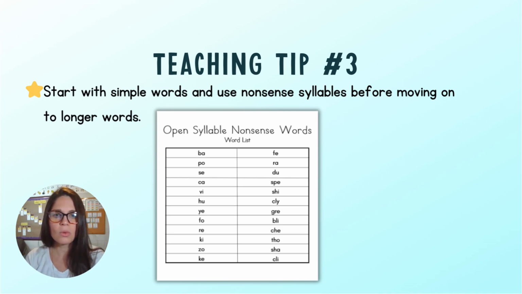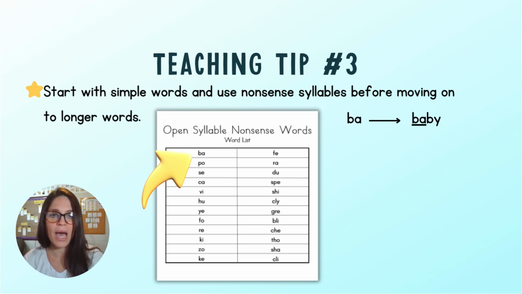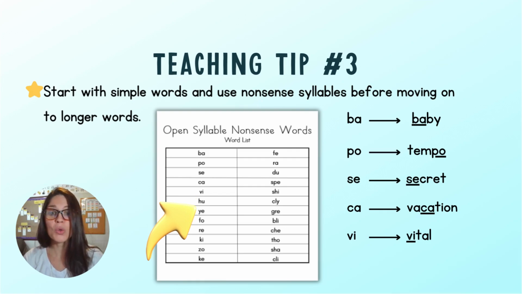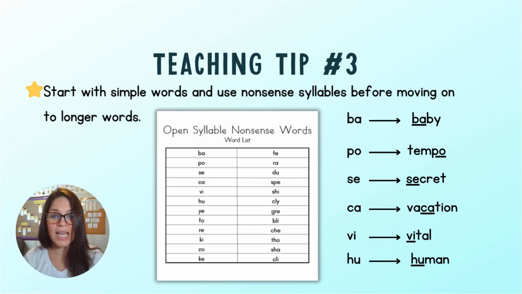Because if you notice, the word "bay" is a nonsense word, right? But it's actually a part of many real words. So they're going to need to know how to pronounce and how to read "bay", or spell "bay" when they spell the word "baby". Or look at this, "po". They need to know how to read that word part when they read the word "tempo". Or "se", secret; "va", vacation; "vi", vital; or "hu", human. So make sure that kids grasp and understand how to apply the vowel sound in these short words or these nonsense syllables before moving on to longer words.